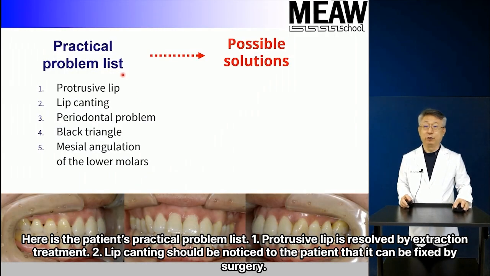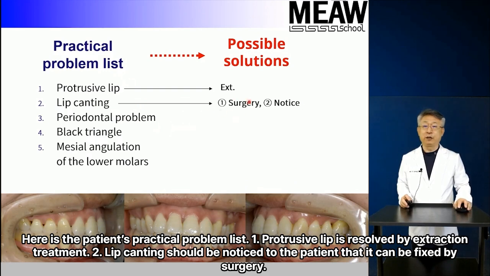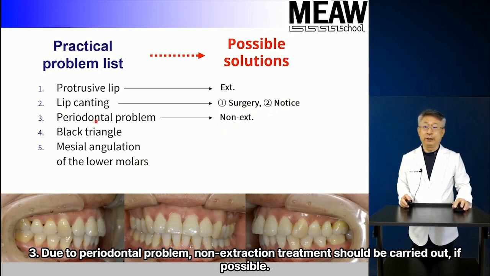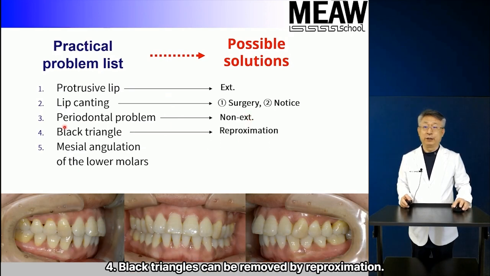Here is the patient's practical problem list. 1. Protrusive lip is resolved by extraction treatment. 2. Lip canting should be noticed to the patient that it can be fixed by surgery. 3. Due to periodontal problem, non-extraction treatment should be carried out if possible. 4. Black triangles can be removed by reproximation.